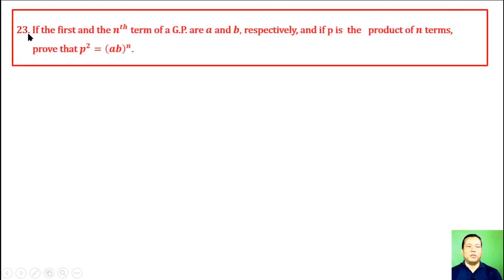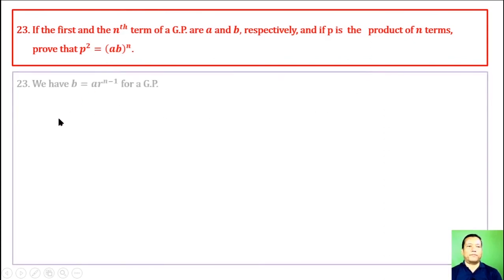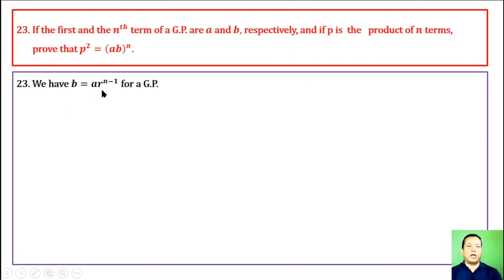23. If the first and the n term of a GP are small a, small b respectively, and if p is the product of n terms, prove that p square equals the product ab whole to the power n. We have b equal to ar to the power n minus 1 for a GP. Also p is equal to a into ar into ar square into ar to the power n minus 1.